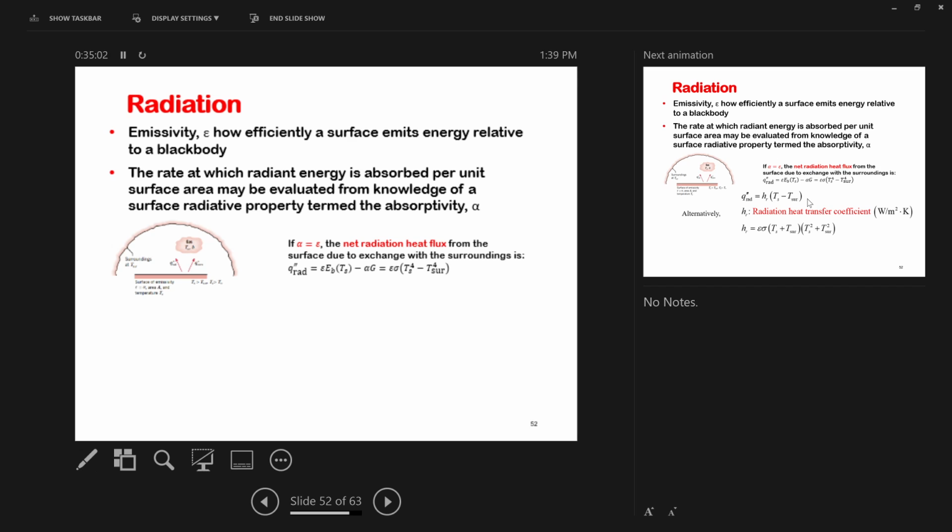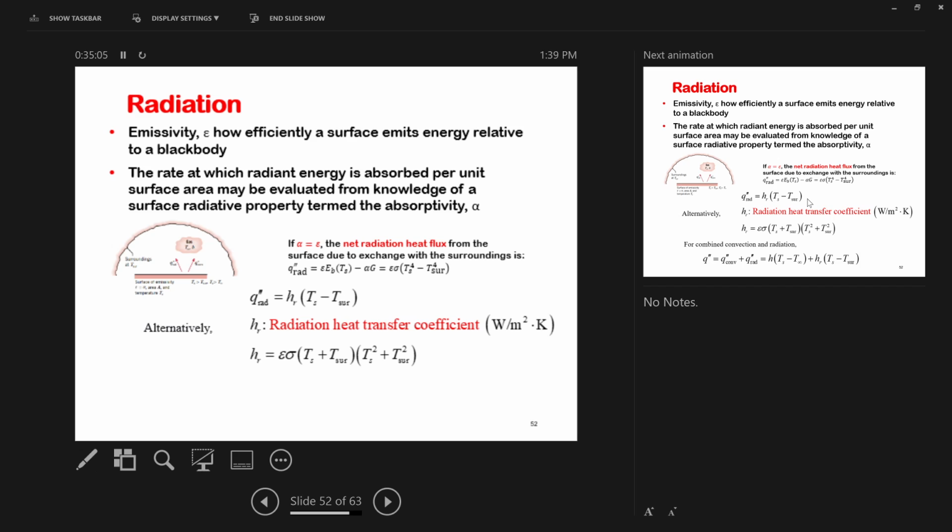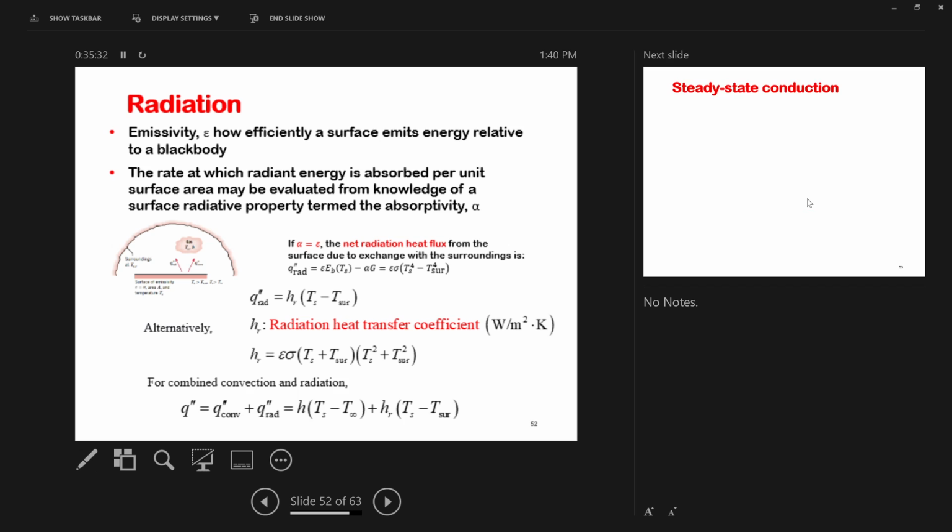But this equation doesn't look anything like the other equations we have seen. So to make it a little more similar, we define the radiation heat transfer coefficient as this, which is just mathematical manipulation of whatever you have. Then your total radiated heat flux can be calculated as h_r (Ts minus T surrounding), multiplied by Ts minus T surrounding. This is very beneficial when you're dealing with a combination of convection and radiation, because then you can compare h_r and h and see which form of heat transfer is more dominant in your specific case.